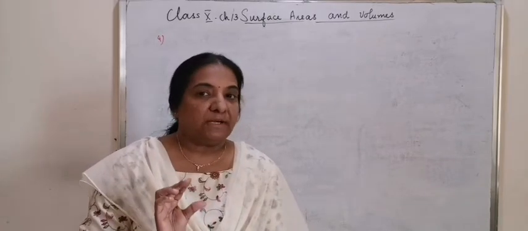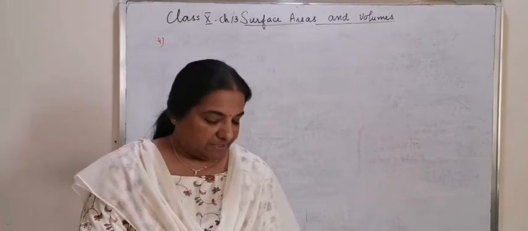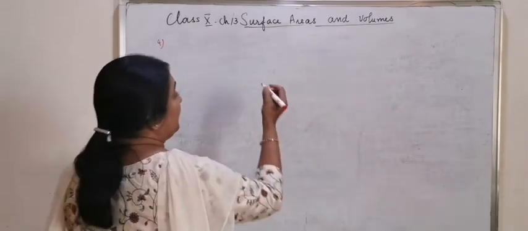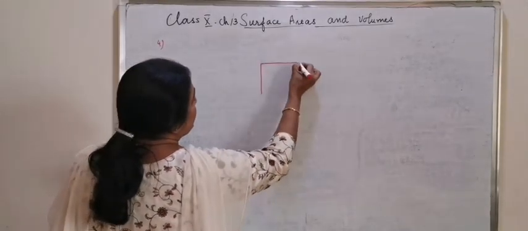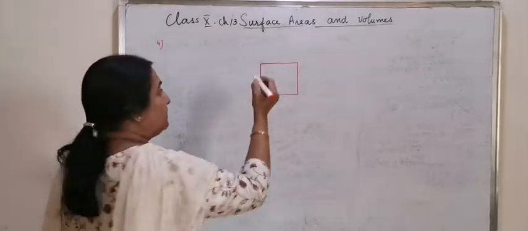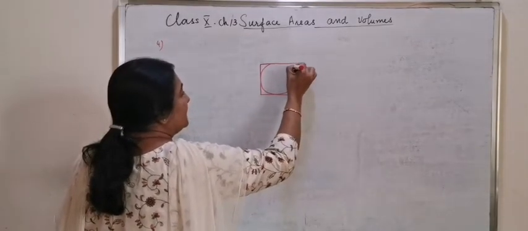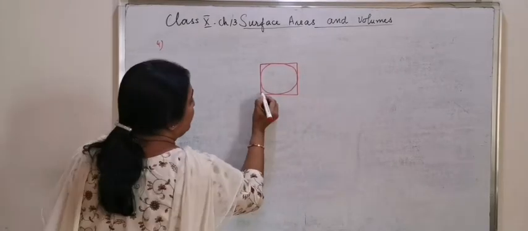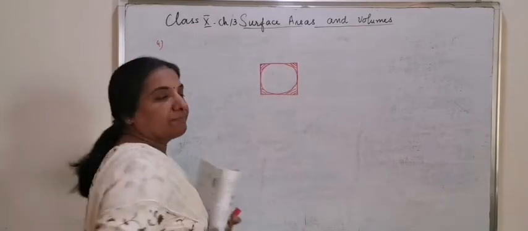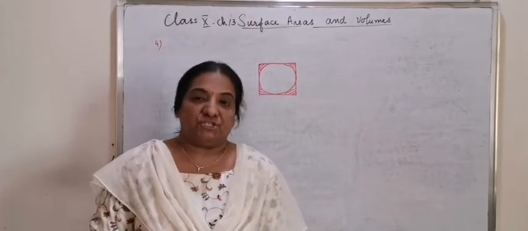I will be showing you only the face of the cube on which the hemisphere is kept. A cubical block of side 7 centimeter. That means the face of the cube is square shape, and on the face of this cube, a hemisphere is covering the face like this, and this is the area visible to us. So now you have to find out the surface area of the solid.